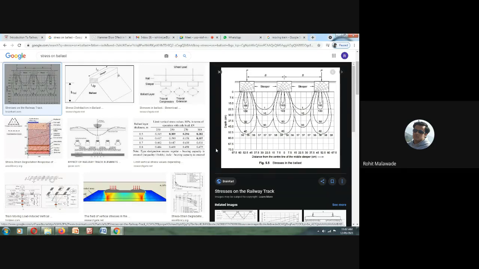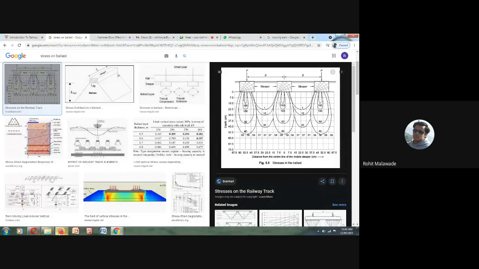Sometimes it may lead to failure, a failure of the permanent way, and the failure of the permanent way will lead to derailment, which is going to create an accident. So track maintenance is a very, very important aspect when we consider the permanent way.